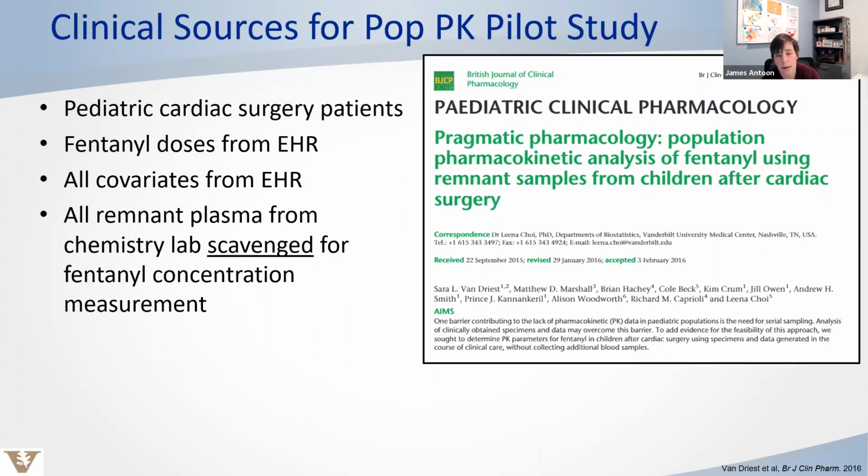And we started out with a pilot study that we had published in 2016, where we took cardiac surgery patients, and we extracted the information like covariates and their fentanyl dosing information from the electronic health records. But then we wanted to measure fentanyl levels. So what we did is we scavenged samples from the chemistry lab. So every time a patient was in the hospital and their provider ordered something like a test of their electrolytes, and there was some blood left over, we asked the lab to give us that sample so that we could run it on a multi-drug mass spec assay and measure their fentanyl concentration along with a few other drugs.